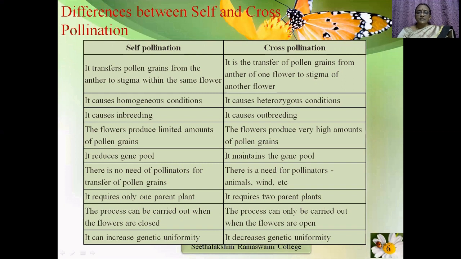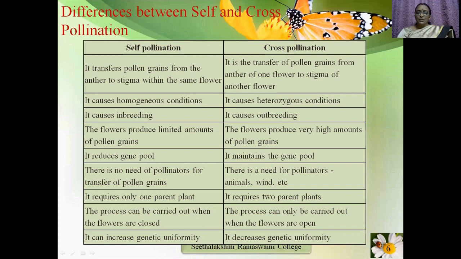Self-pollination causes homogeneous condition, whereas cross-pollination causes heterogeneous condition. And it is like inbreeding, and cross-pollination is like outbreeding, because it transfers the pollen to the flowers of a different plant. The flowers produce limited amounts of pollen grains when they are about to be self-pollinated. When the flowers are to be cross-pollinated, they produce very high amounts of pollen grains. And self-pollination reduces the gene pool, whereas cross-pollination maintains the gene pool.